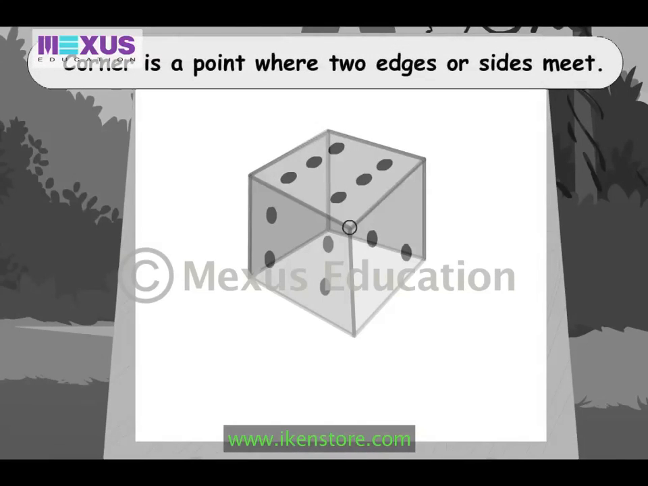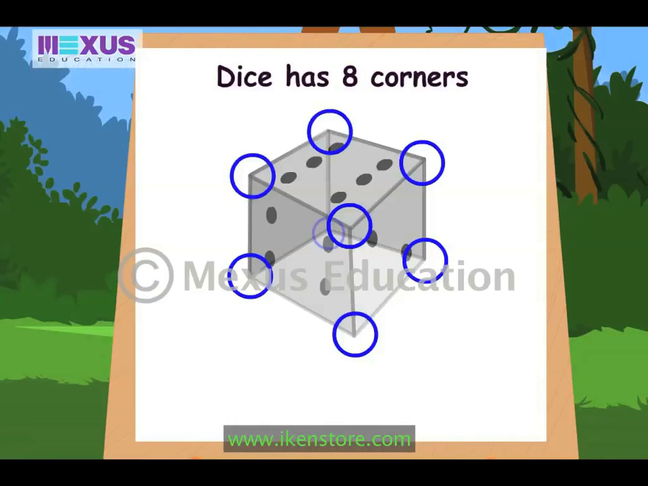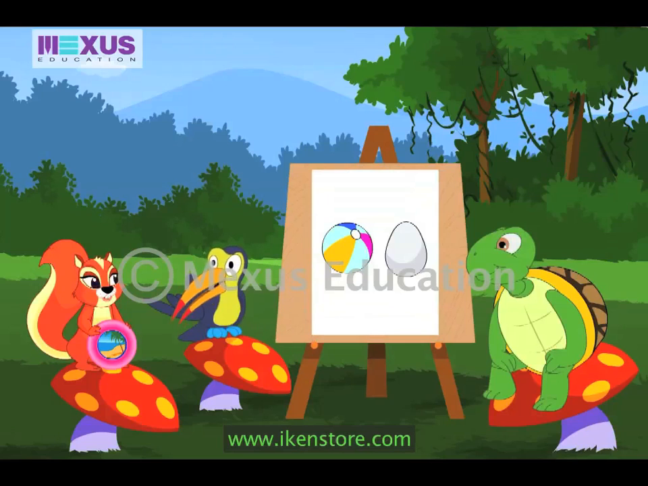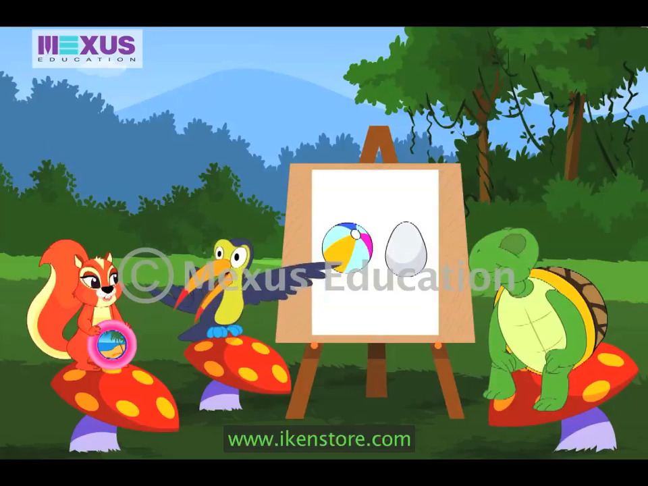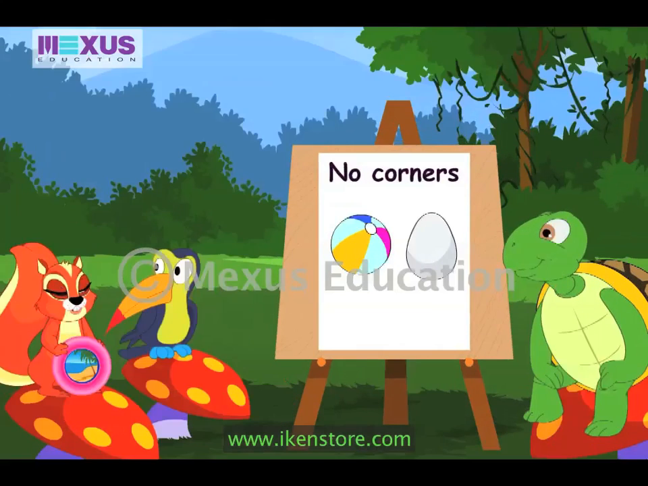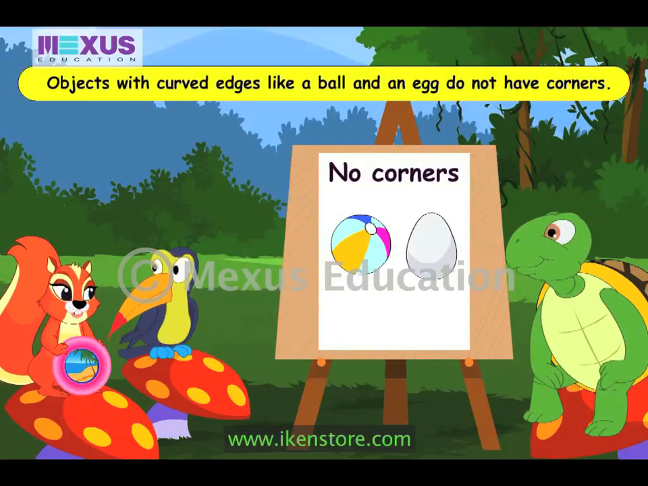Moving on with the corners. A corner is the point where 2 edges or sides meet. Now let's count the number of corners for this dice. A dice has 8 corners, 4 on top and 4 at the bottom. And a slate has 4 corners. Can anyone guess the number of corners for these objects? But they do not have edges which meet at a point. Brilliant, Amber. Objects with curved edges do not have corners.